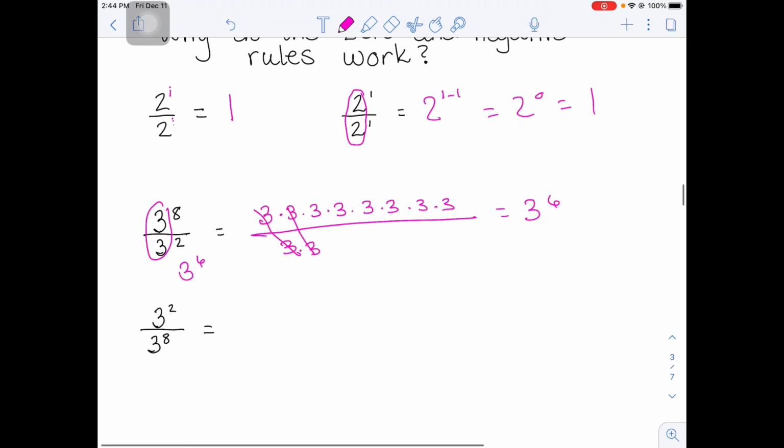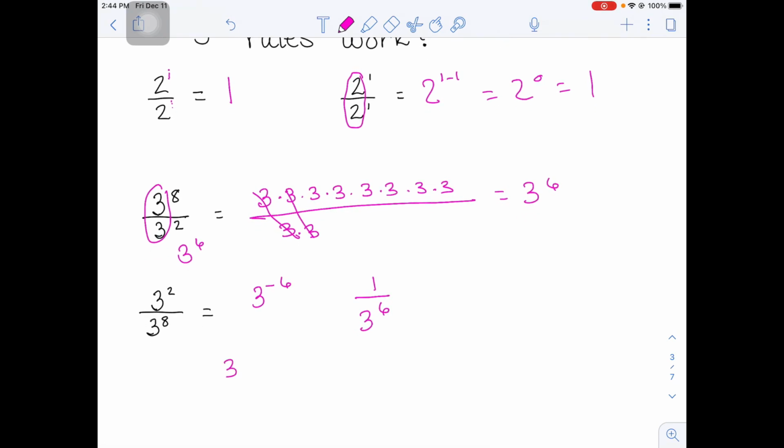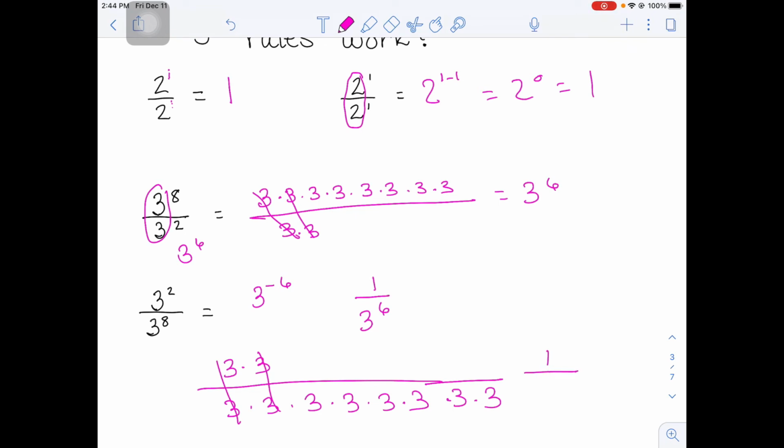Now the same goes when we have the opposite. 3 is our base. 2 minus 8 gives us a negative 6. Well, we have to flip that, and we get 3 to the 6. We can see that in expanded form by 3 times 3 over 3 times 3 times 3, 8 times. 1, 2, 3, 4, 5, 6, 7, 8. And when we cancel those out, we're left with no 3's on top, so we think about just a 1 up there, and then we have 3 to the 6.